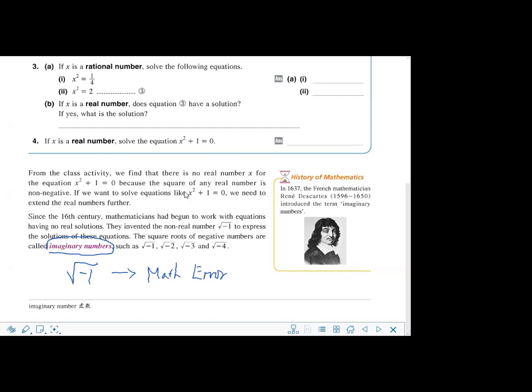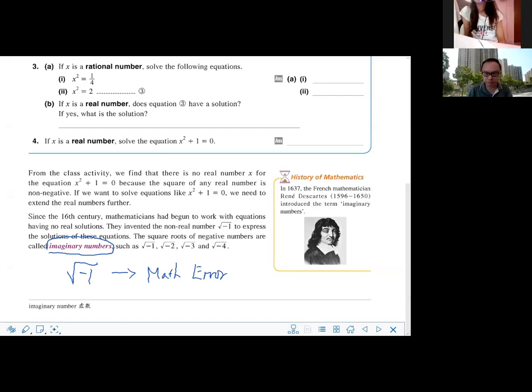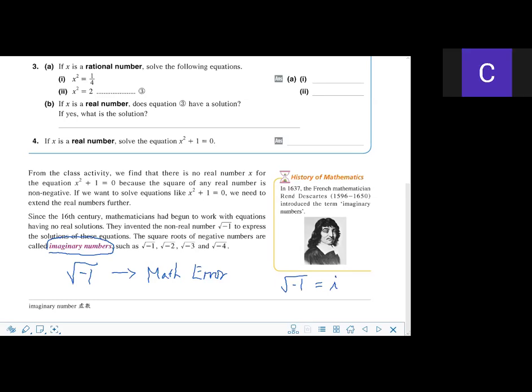We just need a very simple definition. We just define square root of -1 to be an English letter, an I number. This is called the imaginary number, and the definition is exactly equal to square root of -1.